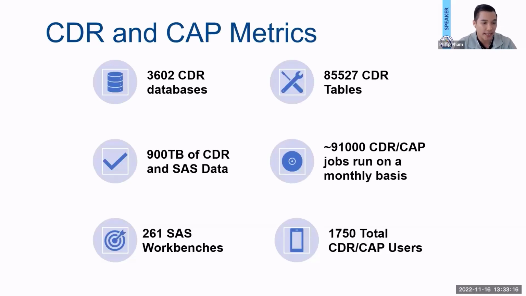So this following slide touches on the scale and the utilization of CDR. Today we host over 3,600 CDR databases, which translates to over 85,000 CDR tables. And that maps to almost a petabyte of data across CDR and SAS. Within this platform, we're running over 91,000 CDR and CAT jobs on a monthly basis, and that's supported by over 260 SAS workbenches used by over 1,700 CDR users.